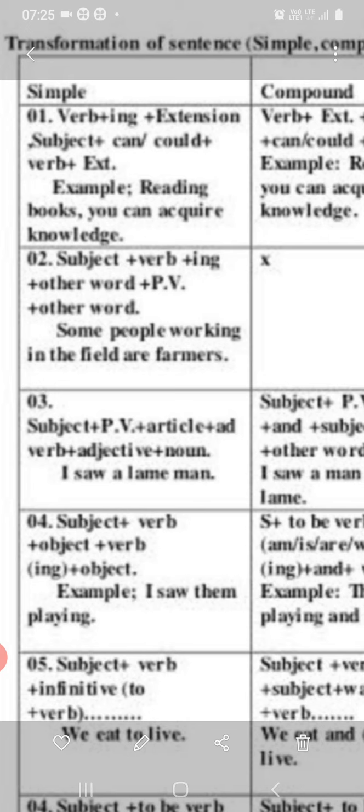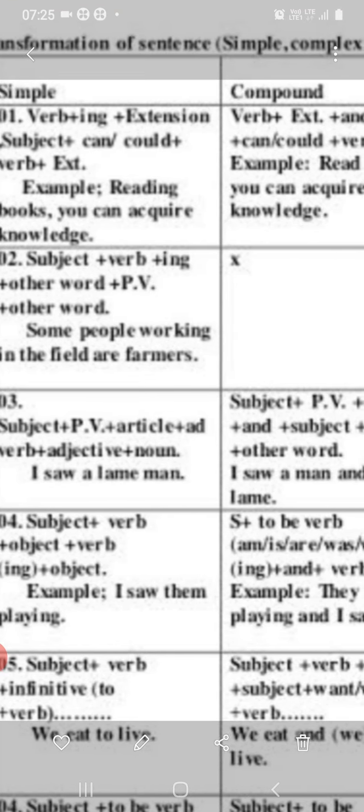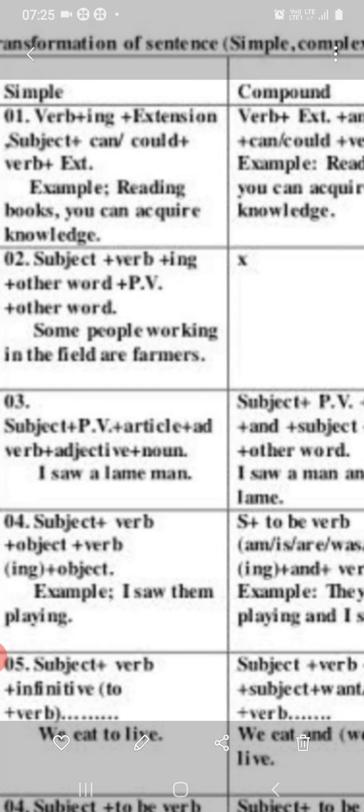Reading books, verb plus ing is reading books. So a non-finite verb can be used. Any number of phrases can be used in a simple sentence. The actual independent clause here is you can acquire knowledge. So, reading books, you can acquire knowledge. How can it be changed into a compound sentence without changing its meaning?